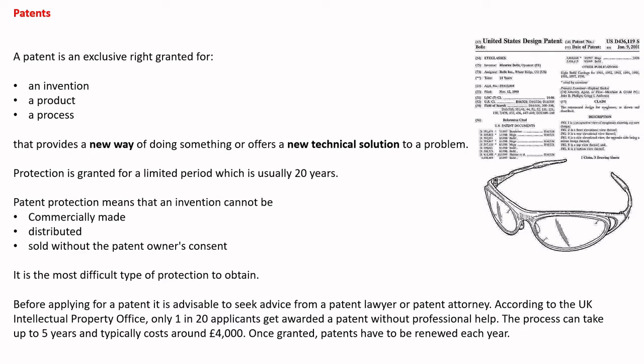Then you've got patents. I said before that the functionality of products can't be covered by design rights. That's just to do with the appearances, the textures, the shades, those sorts of things. The functionality of things needs to be covered by patents. Patents give you exclusive rights for things like inventions, a product, or a process. There are a few rules. It needs to provide a brand new way of doing something, and it needs to be a technical solution, so you need to know how something could physically work.